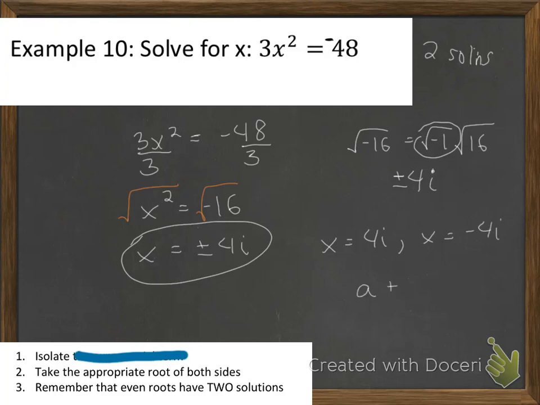Okay, if you had to write it as a plus bi, well, notice there is nothing in place of a, right? So you would be 0 plus 4i and 0 minus 4i. So that would be your two solutions if you have to write it in that form.